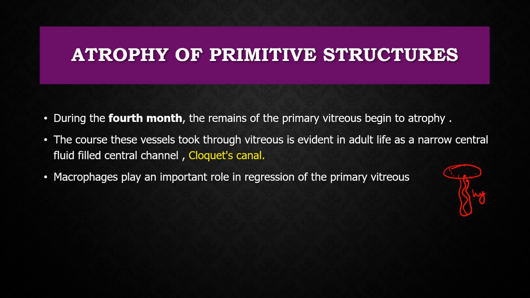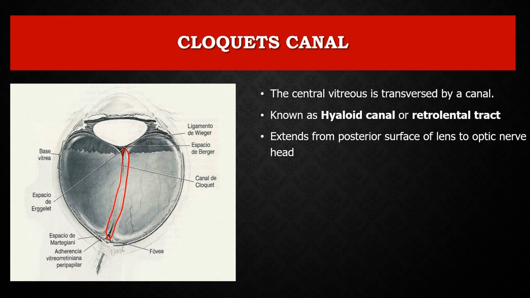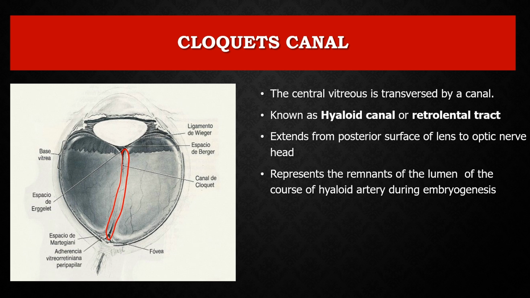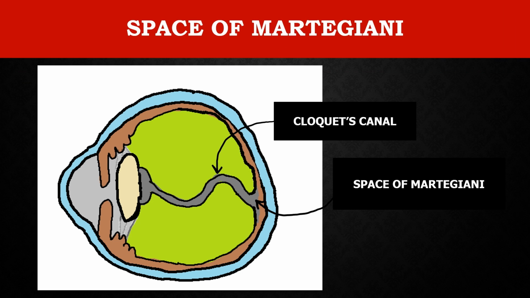Okay, now basically it is the macrophages which play a very important role in the regression of the primary vitreous. I already discussed that. These macrophages are nothing but your hyalocytes, right? So that central vitreous channel that you see over here is known as Cloquet's canal, also known as the retrolental canal. It extends from the posterior surface of the lens to the optic nerve head, and it represents the remnants of the lumen of the course of the hyaloid artery during embryogenesis. Now, it's very important to know that this space is devoid of collagen fibrils, and it is about 1 to 2 millimeters in diameter and has an S shape from the anterior to the posterior end.